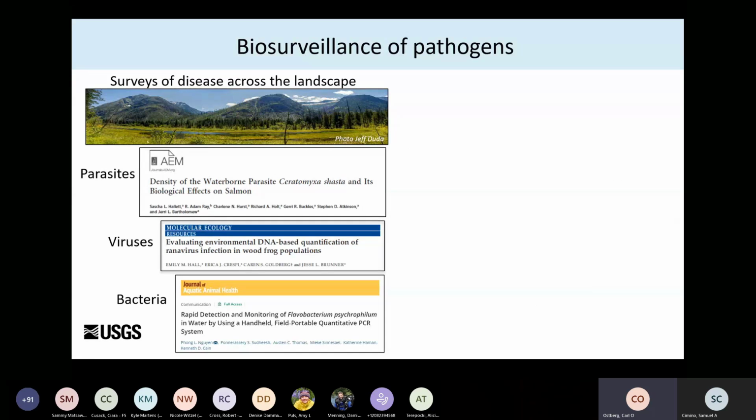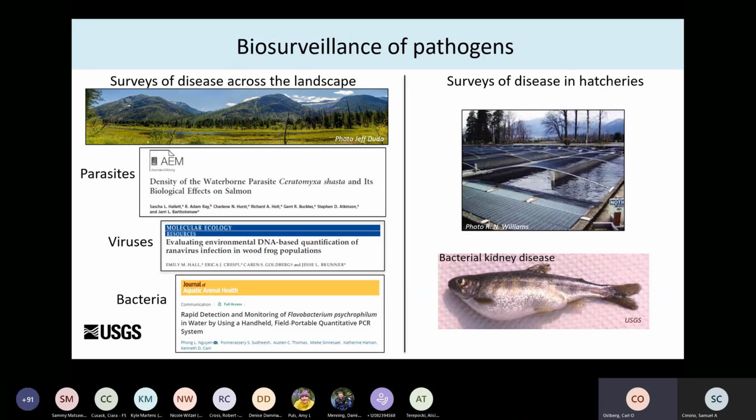So biosurveillance of pathogens has great application. It has application to natural environments where viruses, bacteria, and parasites are being surveyed in aquatic systems. These types of studies are investigating how environmental factors are driving pathogen loads in natural systems. Biosurveillance of pathogens is also highly relevant to salmon and steelhead hatcheries in the Pacific Northwest. Within hatcheries, it can be used as an early detection tool, assisting in the rapid response to disease outbreaks.